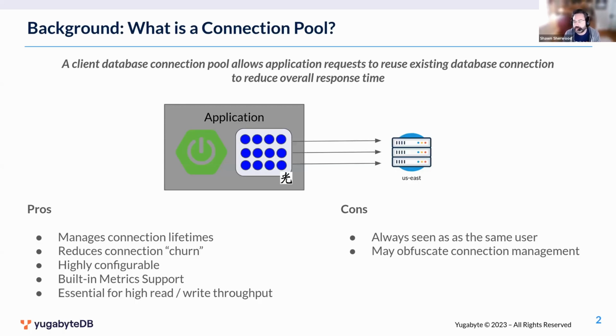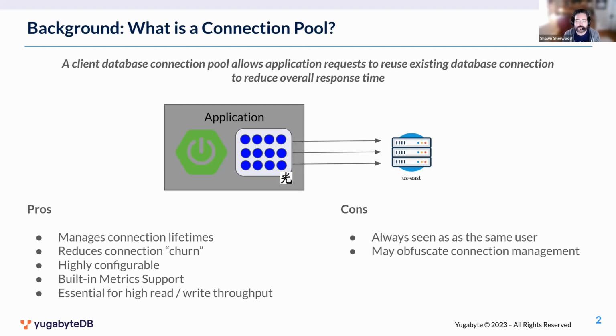Okay, so a little background to start: what is a connection pool, and why do we use it? When I talk about this, it's a client connection pool that's part of the application. It helps the application reuse existing database connections. By using those existing connections, you don't have to go through the whole life cycle, which introduces some delay. So this helps reduce the overall response time.